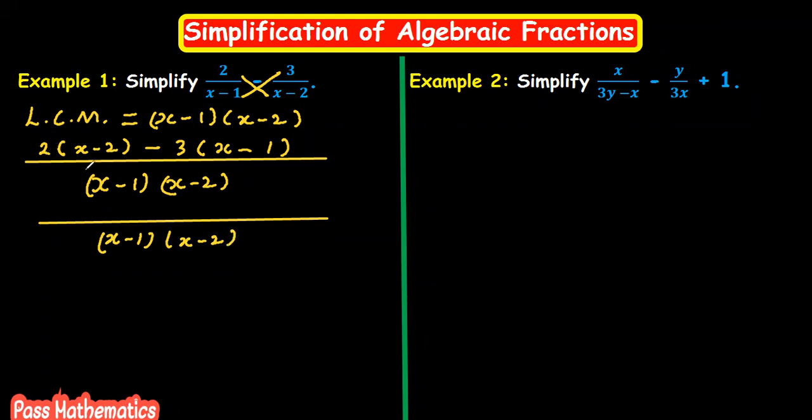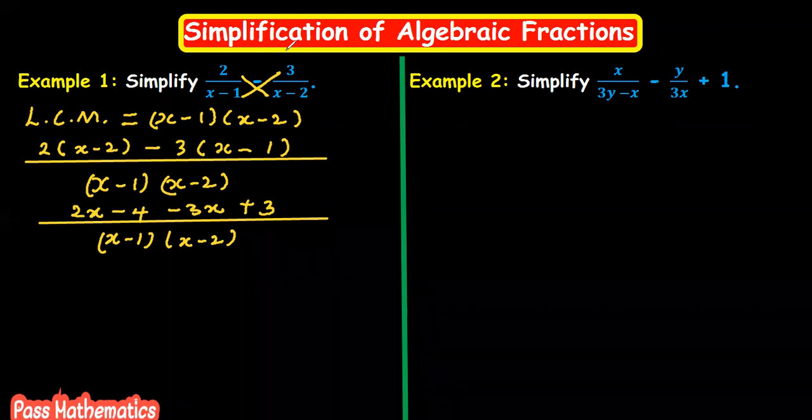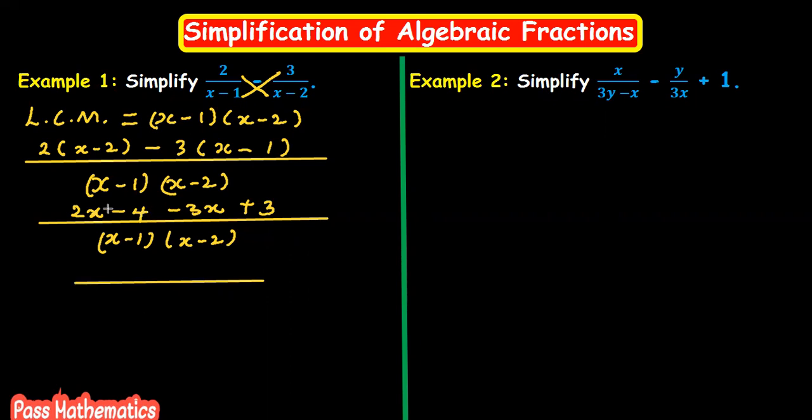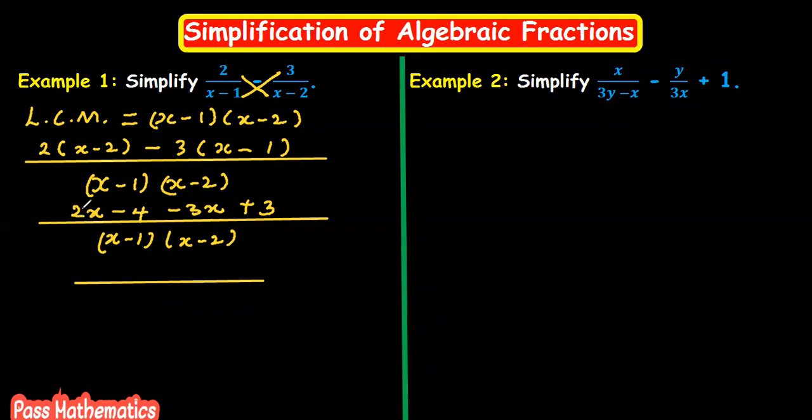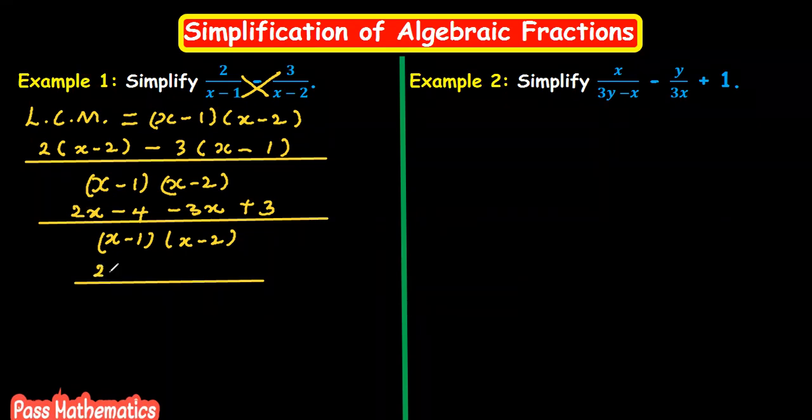And then we expand. 2 times x, we should have 2x, and then 2 times this, we should have minus 4. And then here we have minus 3 times x, we should have minus 3x, and then minus 3 times 1, we should have plus 3 here. You can see, okay? Then we can now rearrange these values to get the actual value. So we have 2x, minus 3x, and then minus 4, and then plus 3.